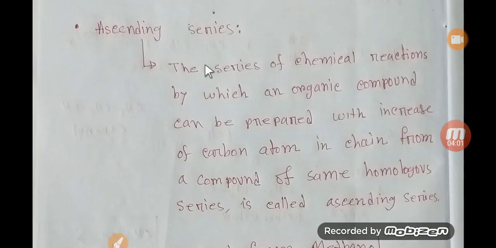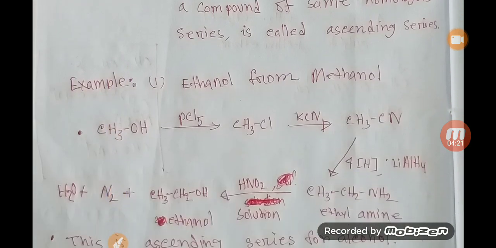However, if you read these sentences, then you will be able to know about ascending series. The series of chemical reactions by which an organic compound can be prepared with increase of carbon atom in chain from a compound of same homologous series is called ascending series. The mother compound for increasing the number of carbons in the chain is alkyl halide. Anyhow, you have to convert a compound to alkyl halide.